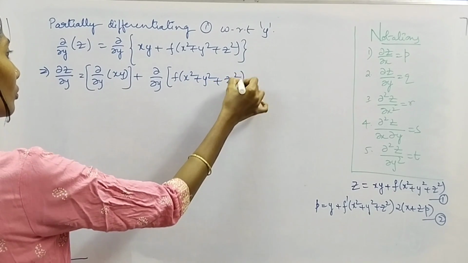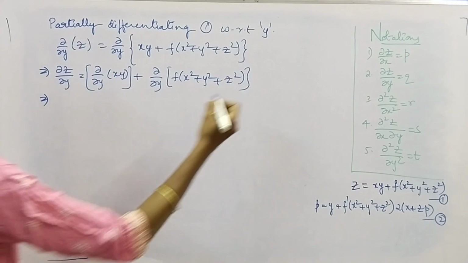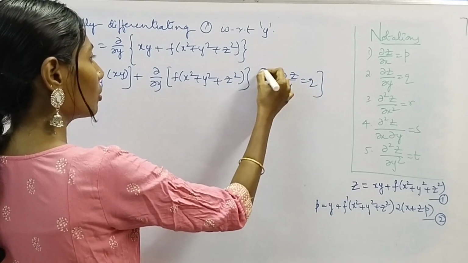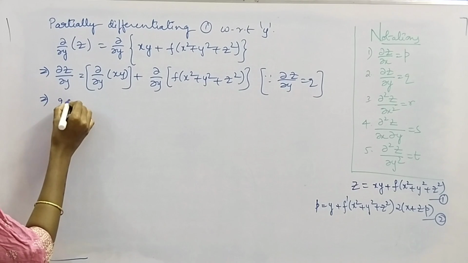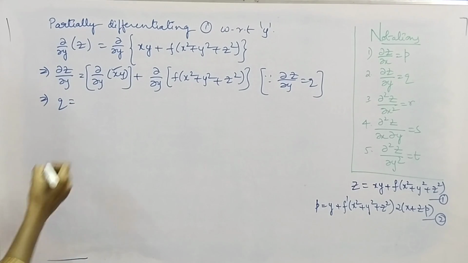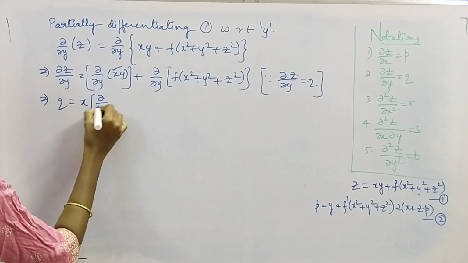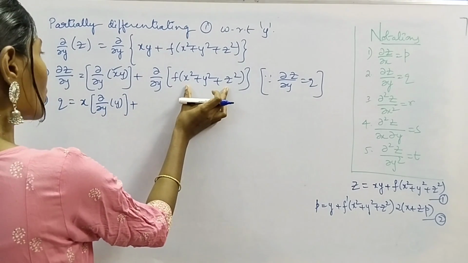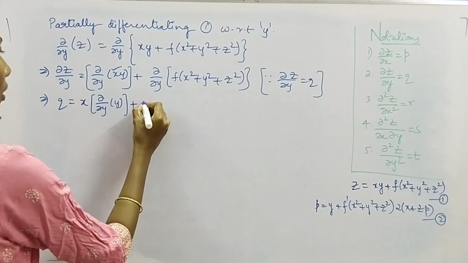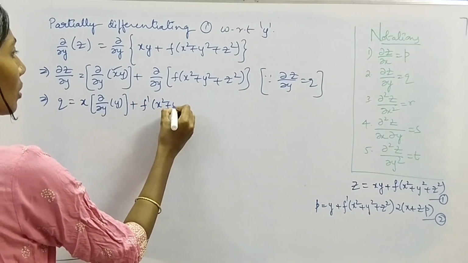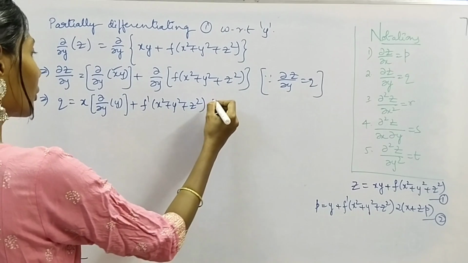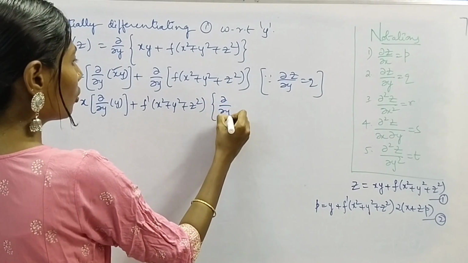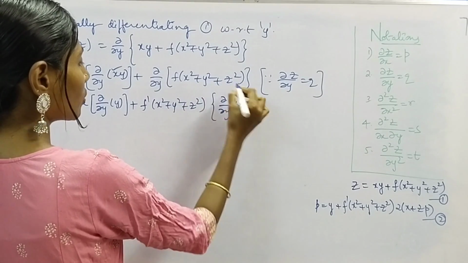Since we have a notation dou z by dou y equal to q, let's replace dou z by dou y by q. We'll get q equal to, here treat x as constant, so we can write it as x into dou by dou y of y, plus the partial derivative of f of x square plus y square plus z square with respect to y, which is f dash of x square plus y square plus z square into the inner derivative, that is dou by dou y of x square plus y square plus z square.